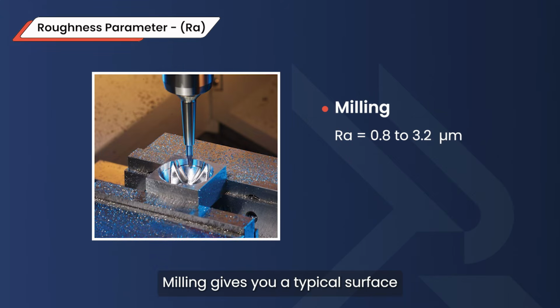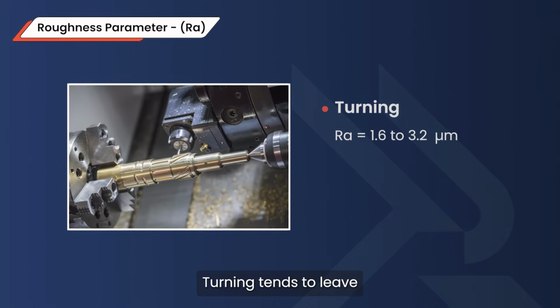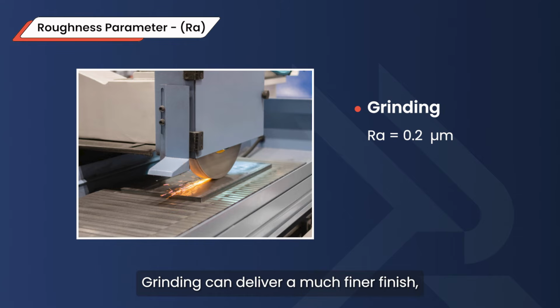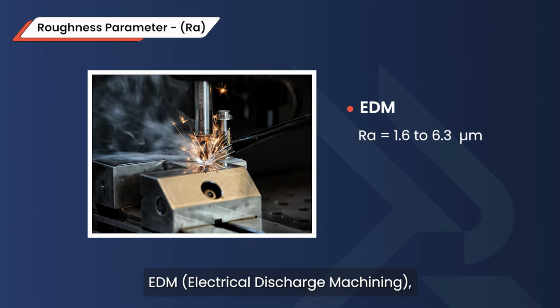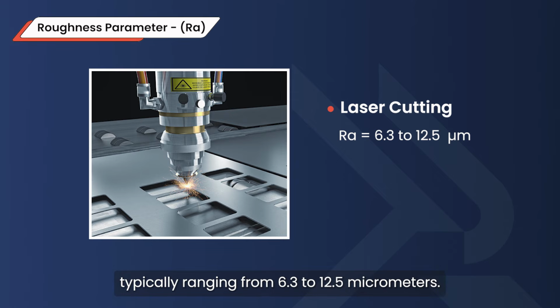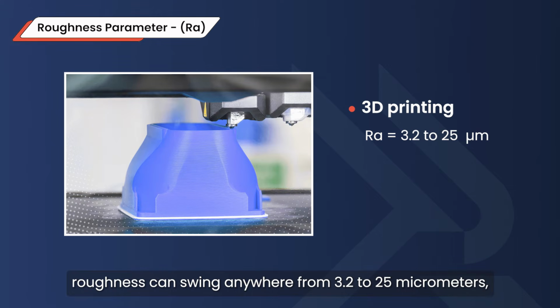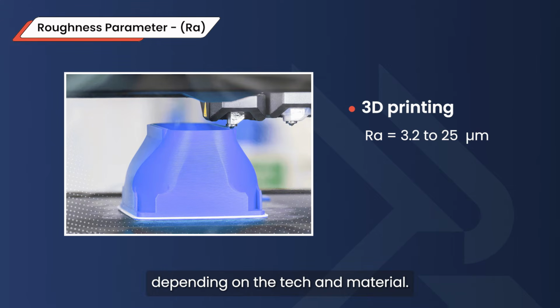Milling gives you a typical surface roughness of 0.8 to 3.2 micrometers, solid for general machining. Turning tends to leave more visible tool marks, with a roughness range of 1.6 to 3.2 micrometers. Grinding can deliver a much finer finish, bringing roughness down to 0.2 micrometers. EDM, electrical discharge machining, usually results in a roughness between 1.6 to 6.3 micrometers. Laser cutting has a higher roughness, typically ranging from 6.3 to 12.5 micrometers. And 3D printing, it's the wild card. Roughness can swing anywhere from 3.2 to 25 micrometers, depending on the tech and material.